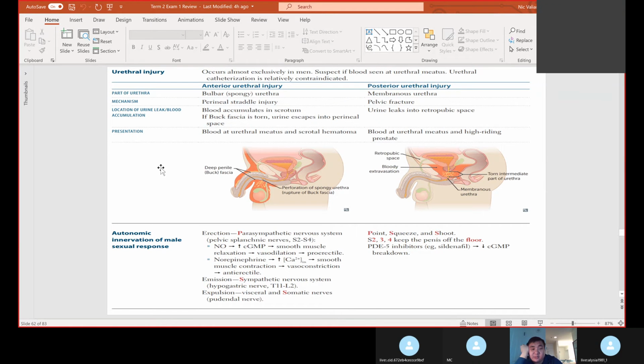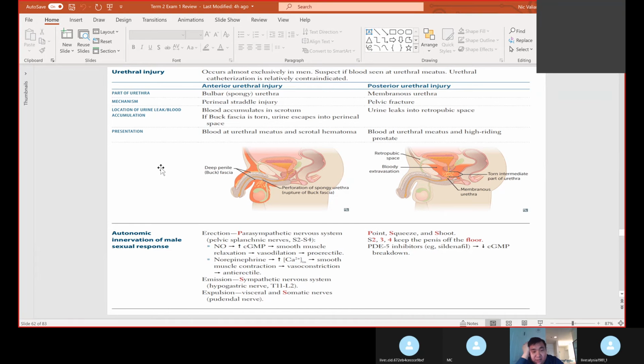Autonomic innervation of male sexual response, high yield: point, squeeze, and shoot. That's it, basically. Erection is point, erection, think parasympathetic. Pelvic splanchnic nerves, S2 to S4. Emission is sympathetic nervous system. So your hypogastric nerve, your T11 to L2. Expulsion is your visceral and somatic nerves, or your pudendal nerves. So point, squeeze, and shoot. Your S2, S3, S4 keeps the penis off the floor.